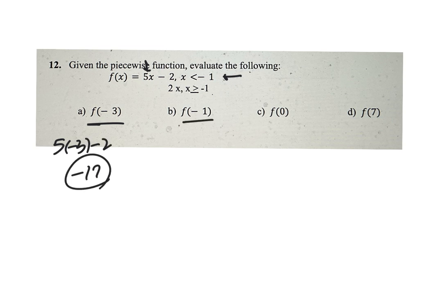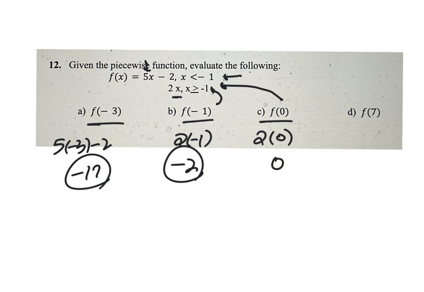Then it says plug in negative 1. Negative 1 is equal to negative 1, so I'm going to do 2 times, plugging it in right there. 2 times negative 1 is negative 2. Now it says plug in 0. 0 is bigger than negative 1. So I'm going 2 times 0, which is 0.